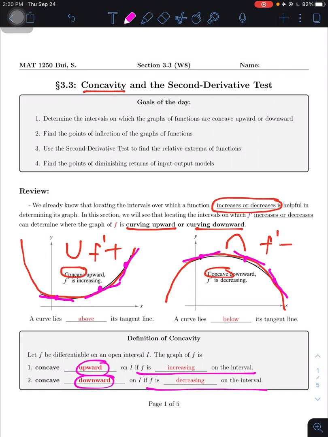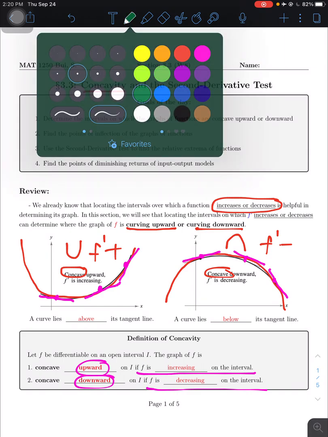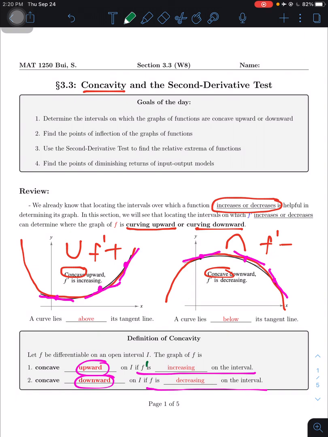I'm going to use green to catch your attention. This one we're talking about f prime, and the other one is also about f prime. If you need some reference, you can look back at the previous notation or the previous pictures. So f prime increasing is for the first picture, and f prime decreasing is for the second picture.